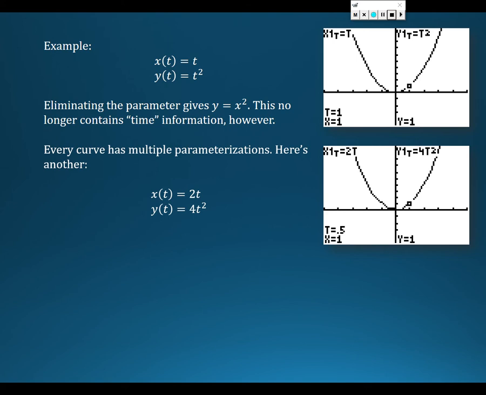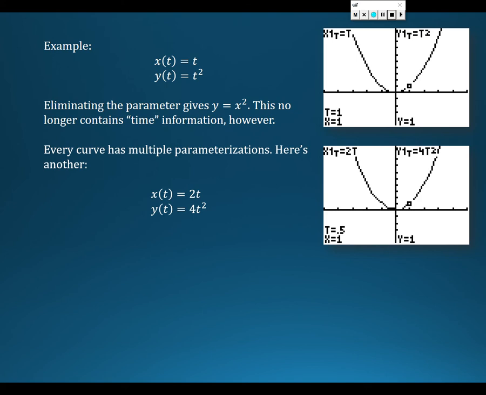Here's a second parameterization for the same curve. If you eliminate the parameter here and divide by 2 and plug it in here, you'll see that you also get y equals x squared. It's the same curve. And if you graph it, you get the same picture. t squared, 2t, 4t squared. Same curve.